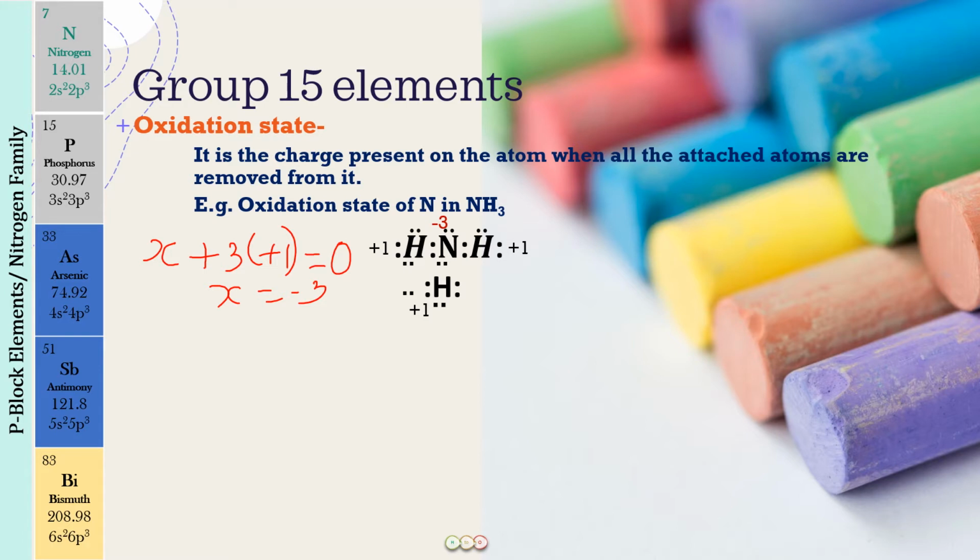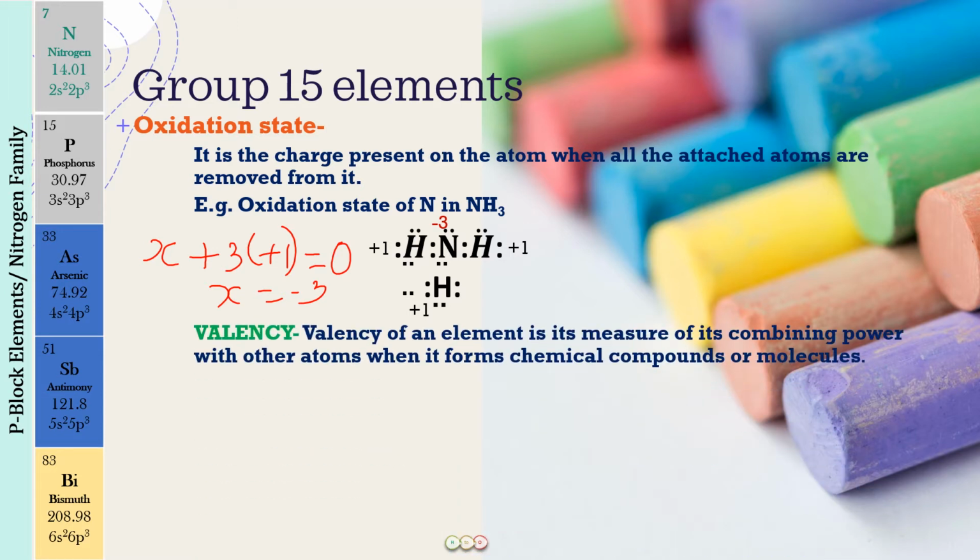So all the oxidation states, I hope you know how to calculate. It is not going to be a difficult task. So now you understand what oxidation state is. Now, how is an oxidation state different from valency that you have learned in your junior classes?